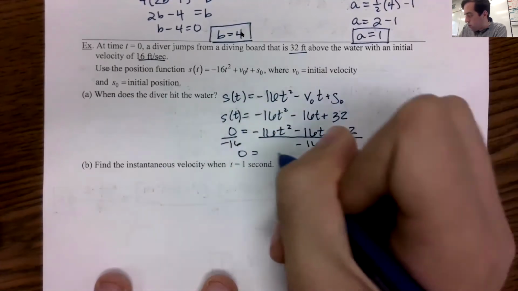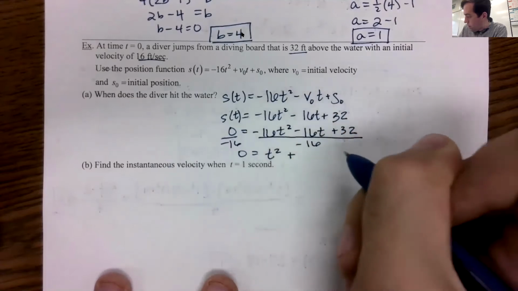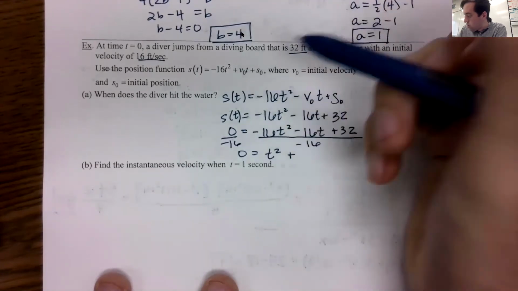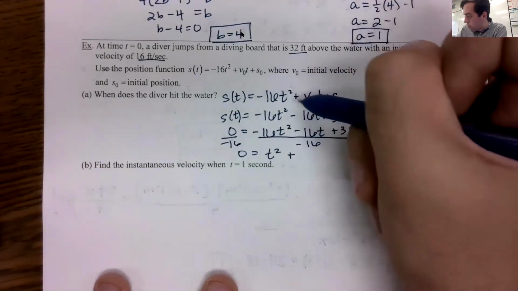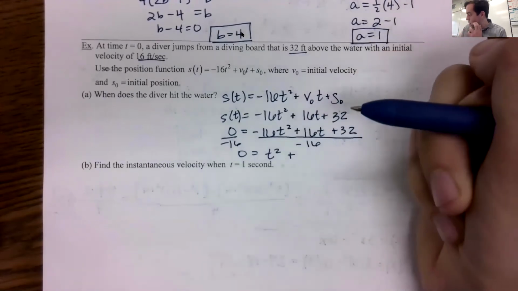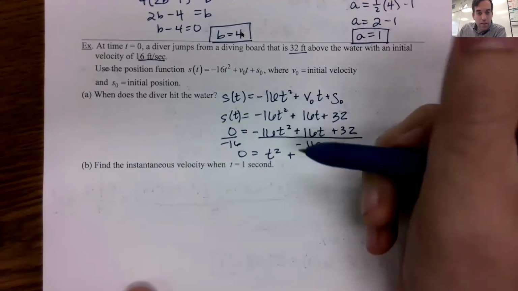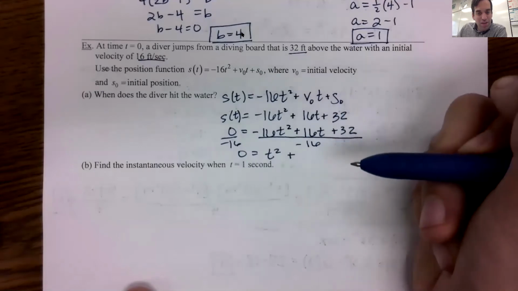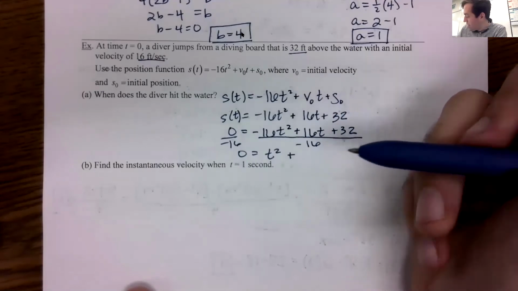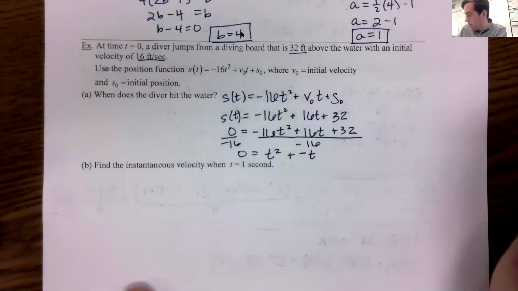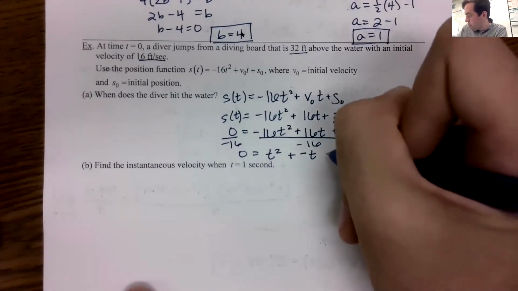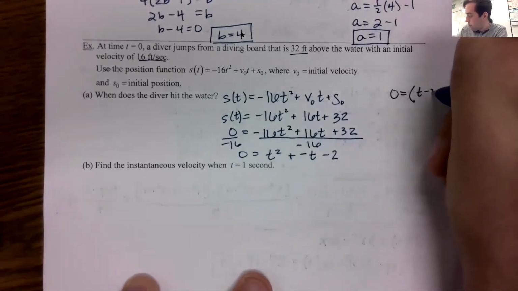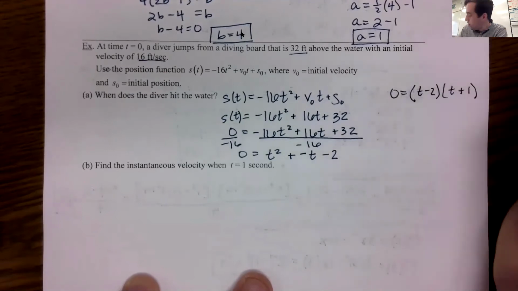And we get 0 equals t squared. What am I doing? This was supposed to be plus, wasn't it? Why did I put it as a minus? Yeah, you're probably already getting mad at me because I did that. But yeah, that should be a plus the whole time. So now we're divided by negative 16, and now it becomes negative. So now we have negative t here. And then 32 divided by negative 16 is going to be negative 2. Okay, so then we're going to factor. It becomes t minus 2 and t plus 1.